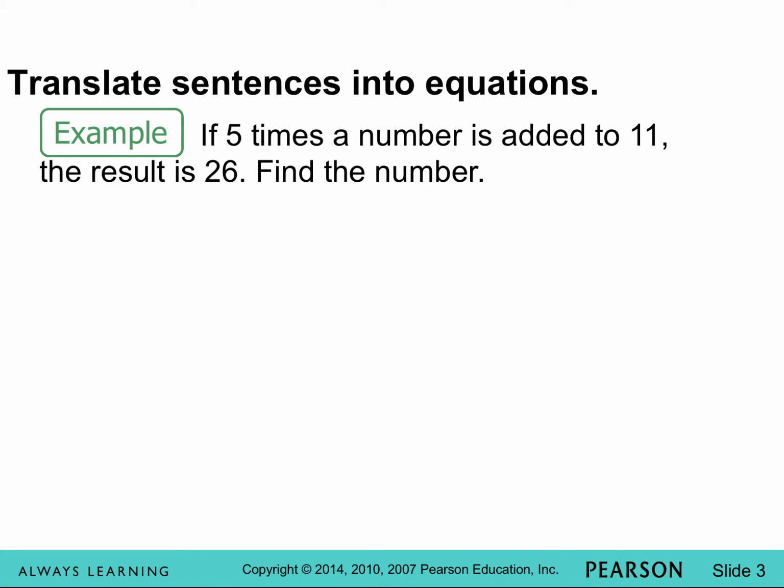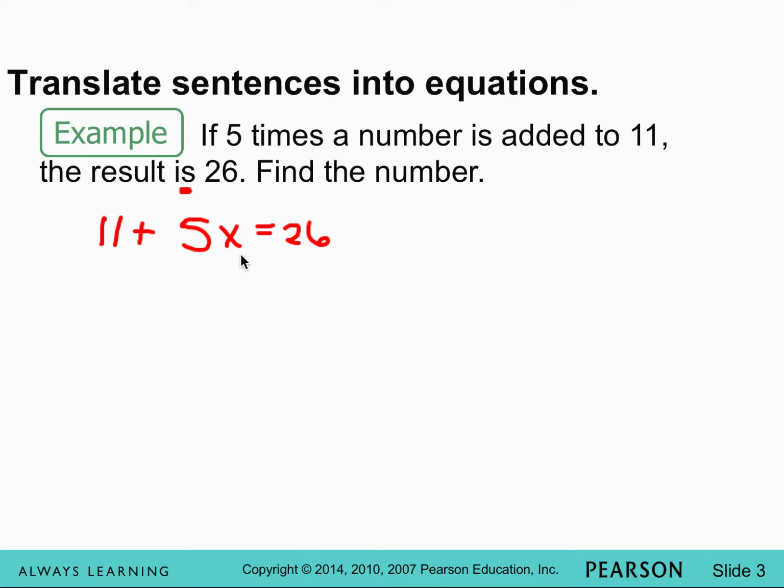Okay. Now we want to translate these sentences into equations. If 5 times a number is added to 11, the result is 26. Find the number. Okay, so 5 times a number is added to 11. Technically, that's like this. Now, because it's adding, it doesn't matter which order you put it in, but the words are saying this. 5 times a number is being added to this 11. The result is, your "is" is always your equal sign. Is 26.